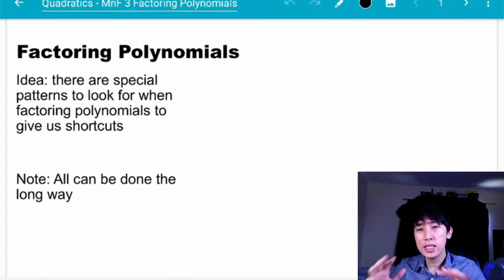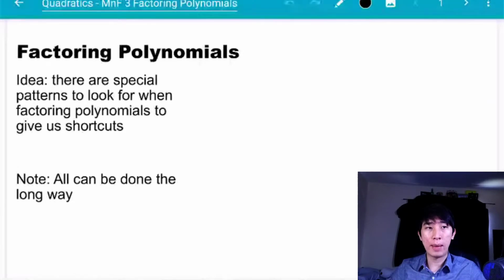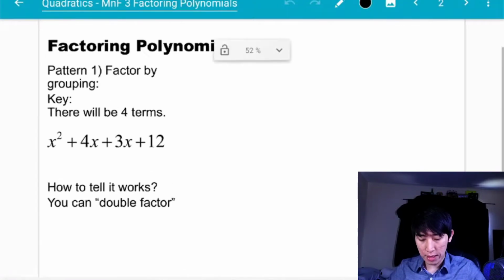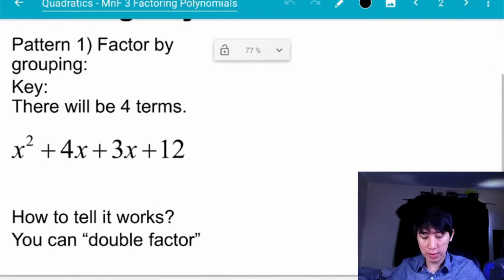However, these are just shortcuts to make it a little bit quicker, and hopefully you get used to the pattern recognition. So if you could have done it last lesson, this lesson is exactly the same. The only difference is that now we're going to try to see if we can find these specific patterns. So let's jump in. The first pattern is called factor by grouping.